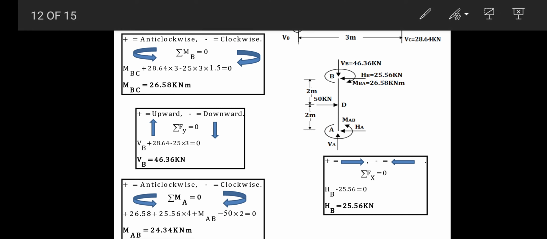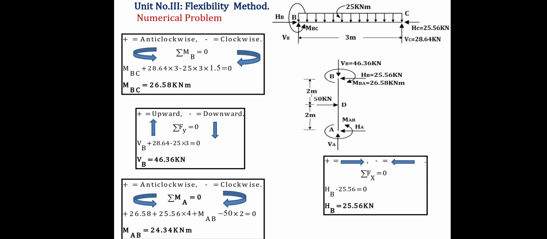Now here you see the SC, we make it correct for the FBD of the BC member. The SC is acting, initially it is acting toward the right hand side. After the minus sign, we have to make it correct toward the left hand side. SC is equal to 25.56 kilonewton, and VC we have upward, and this is equal to 28.64 kilonewton.